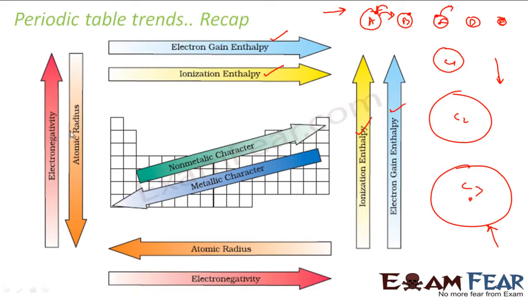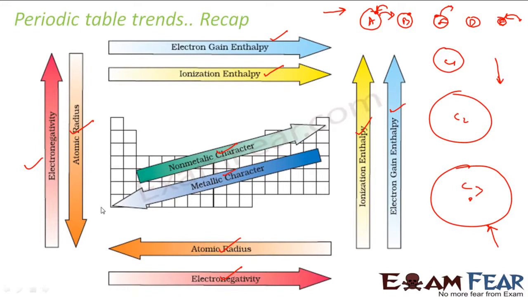Similarly, we have the atomic radius. The moment you go from here to here, it decreases. Similarly, electronegativity also, since it is smaller in size, it can pull the nearby electrons more easily. So electronegativity is increasing. When you go up, the size decreases. Smaller is the size, more is the tendency to pull the nearby electron. Electronegativity is nothing but the tendency to pull nearby electrons, right? So that is increasing. And same thing about the metallic and non-metallic characters.